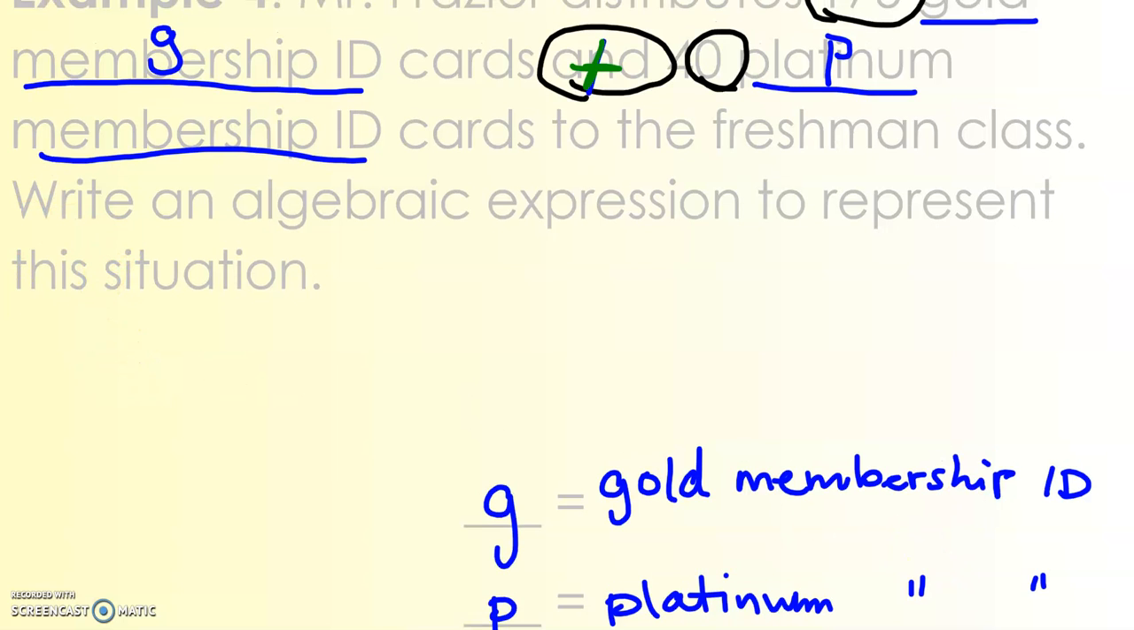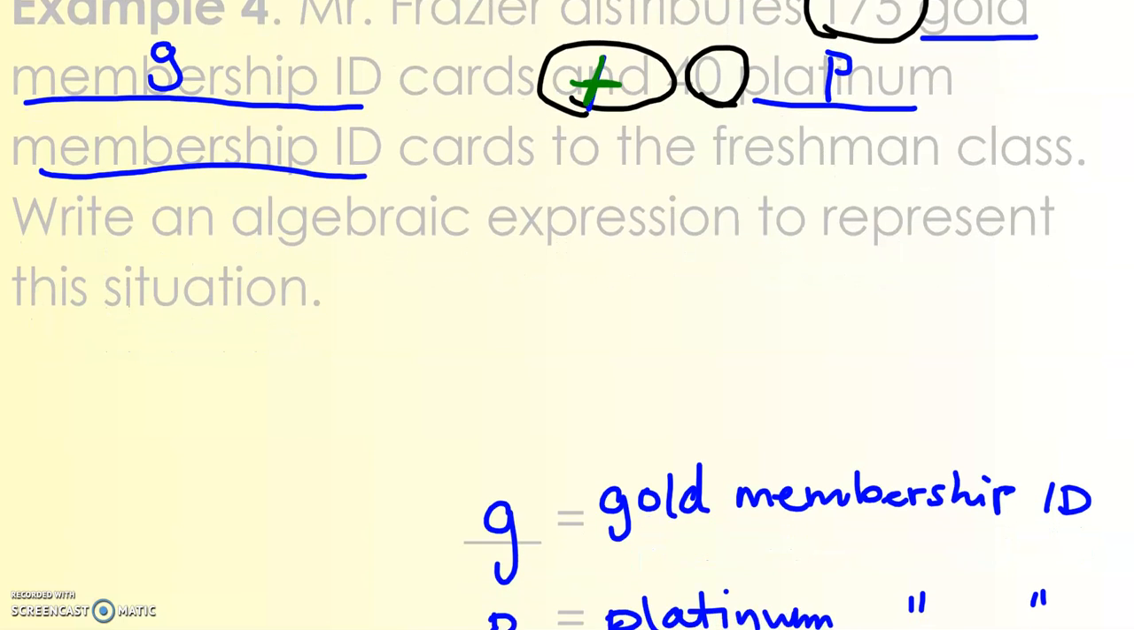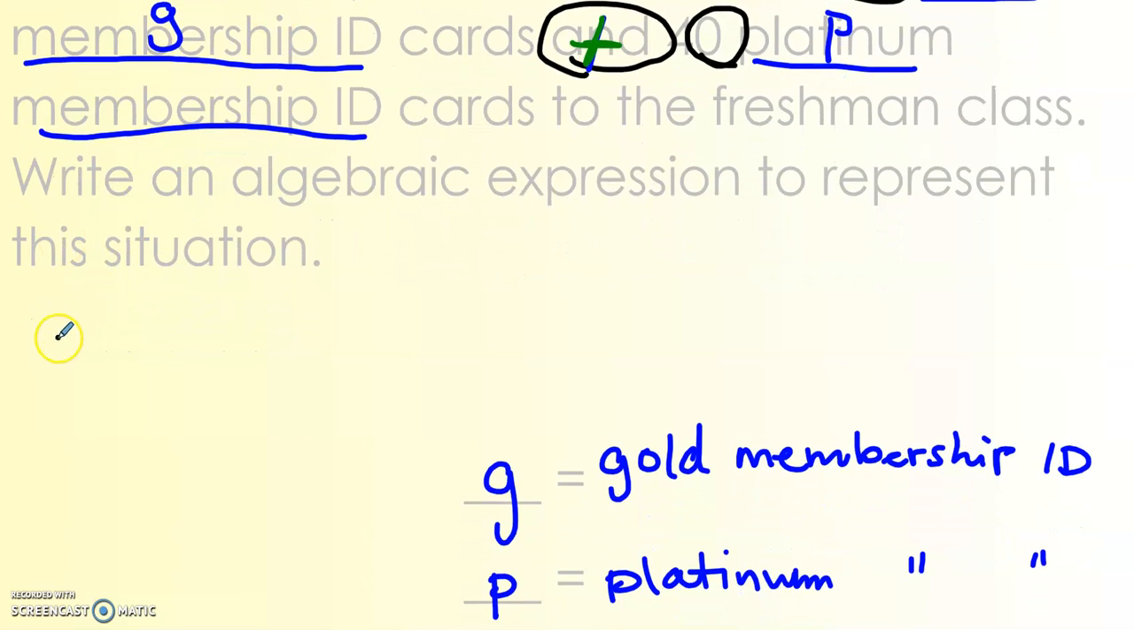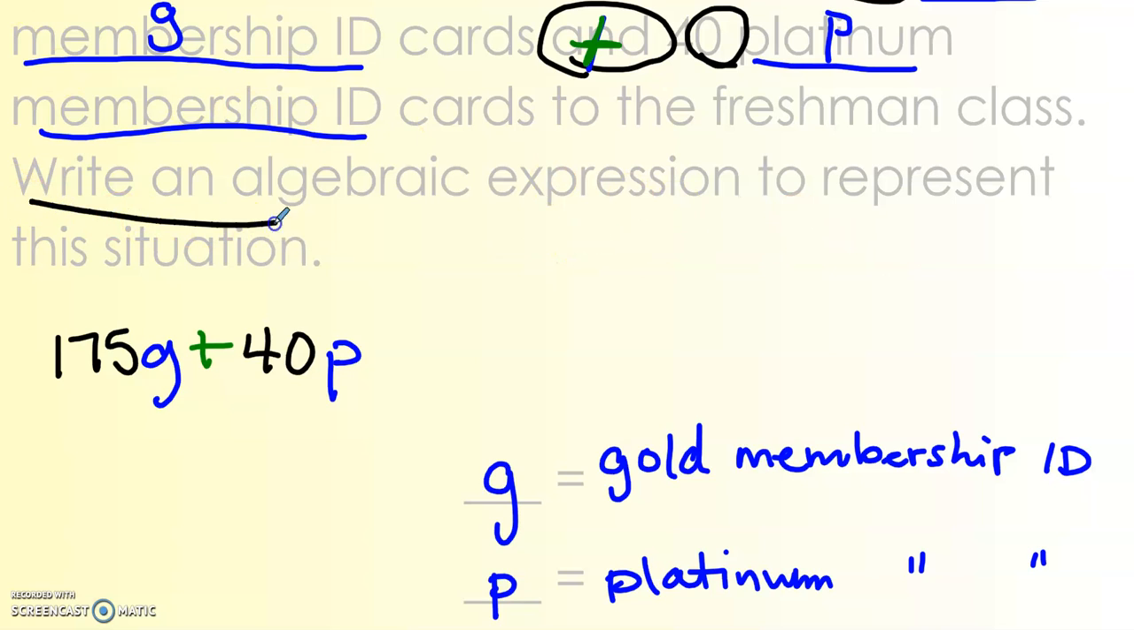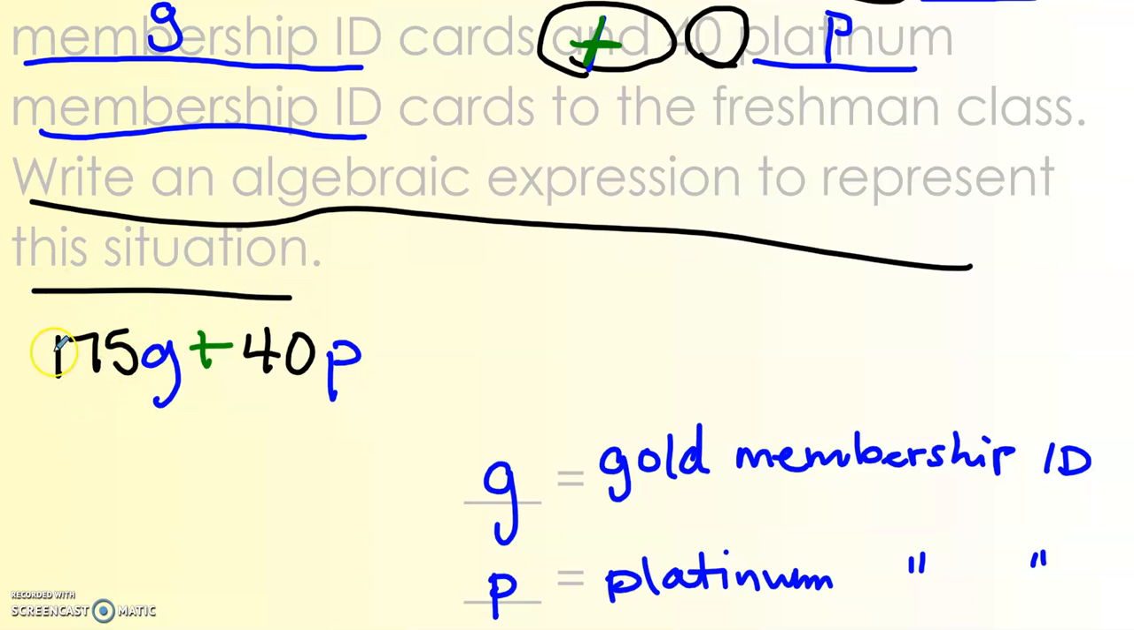When I write this out, I'm going to start with 175 gold membership cards. So I'll have that 175, but I still need my label. That's the G. I'm writing it exactly how I see it above. And then the next thing I had was my plus sign. And I keep going. Right after my plus is my 40, and then I'm using a P to represent platinum. Oh, what I forgot to do was to underline my question, which was to write an algebraic expression that represents the situation. Well, I think we've done that. This says we have 175 golds plus 40 platinums. Wonderful. This is my final answer.